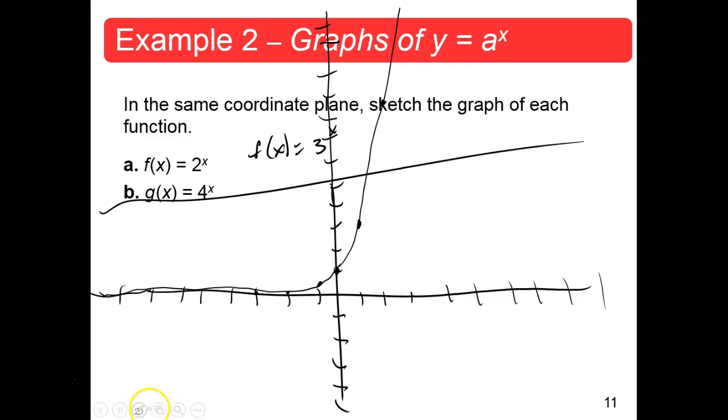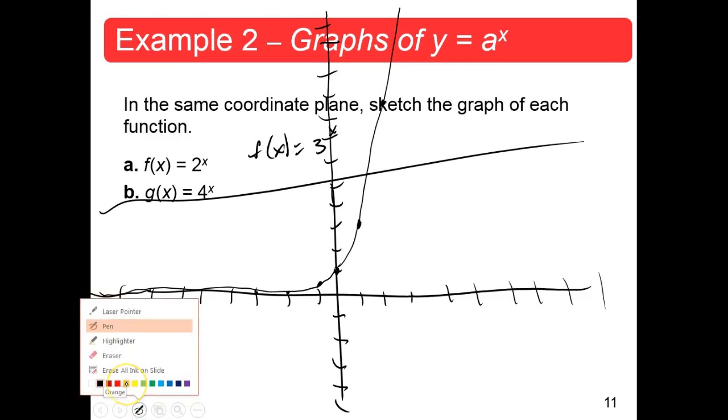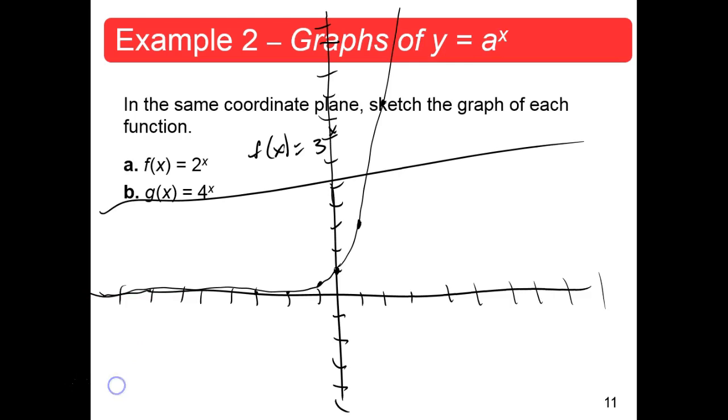Give me a color. Red. Is that what you said? Okay, red. Here is going to be, describe the transformation of the graph of this that yields each graph. So here's the one that yields.